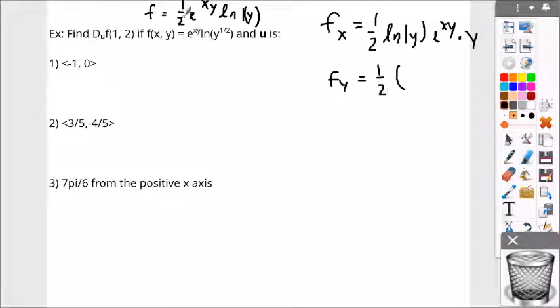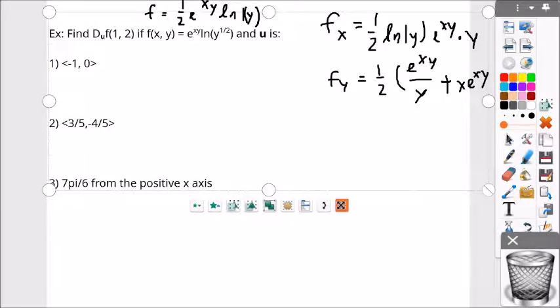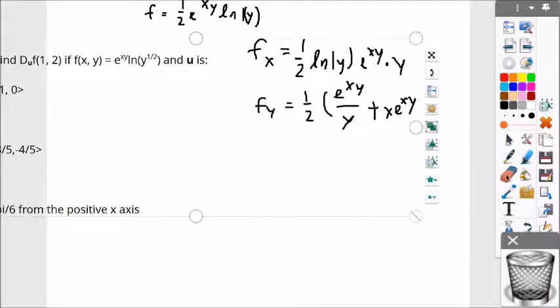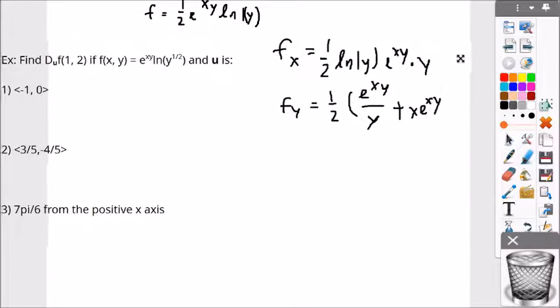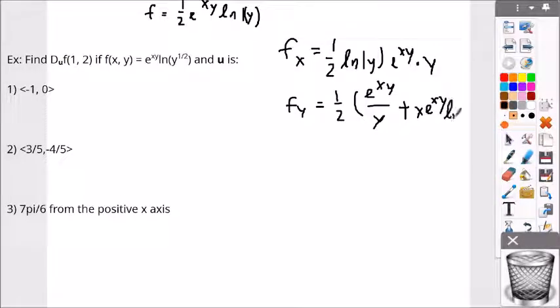1/2 times, I'm just going to factor the 1/2 out of the equation. Leave the first, take the derivative of the second, plus take the derivative of the first. In this case it is x e to the xy. Leave the second, natural log y. So let me get more space for myself. There you go. So that's f sub x, f sub y.